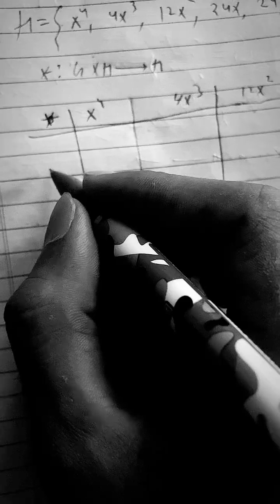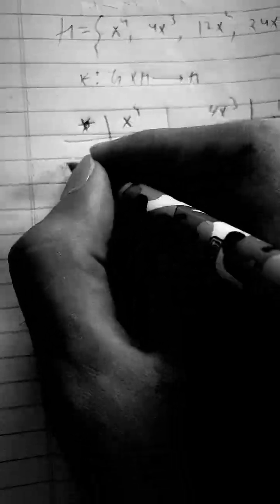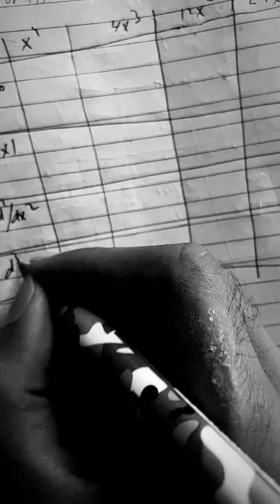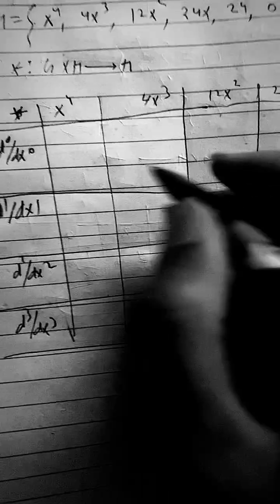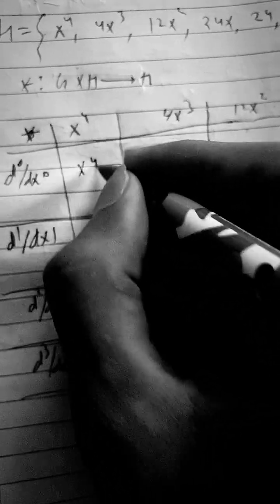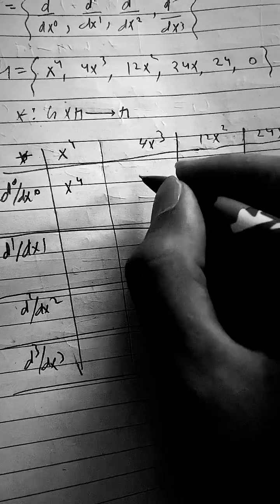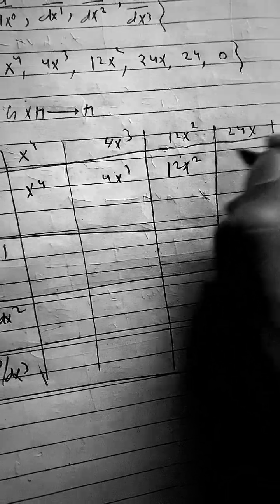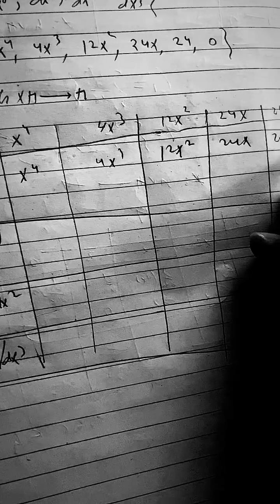Right? And then here we have operations. 1, 2, 3, 4. We have 4 rows. The first operation is d^0/dx^0, then the first derivative, then the second derivative, then the third derivative. Well, d^0/dx^0 on x^4, the answer is x^4. It is the identity, it is going to do nothing. Here also nothing. The same operator, it is the identity element, so it is going to do nothing. All will be the same.